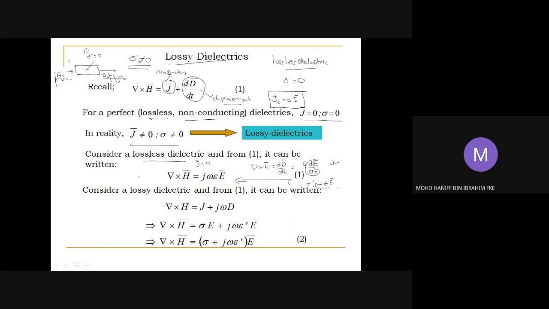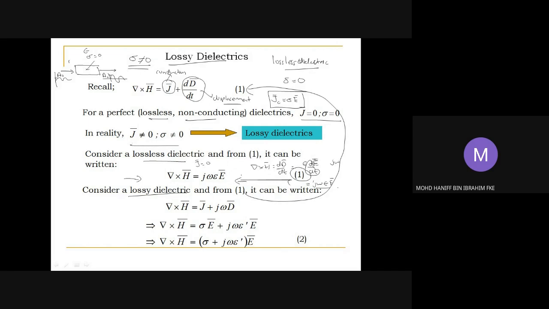So this is the equation that we have in the case of lossless dielectric or perfect dielectric. What we are going to do now is compare the permittivity in lossless dielectric and lossy dielectric. So we are going to use equation number 1, which is for the case of lossy dielectrics. We have curl of H equals to J plus j omega D. Sorry, not this one; this is actually one from the above equations.